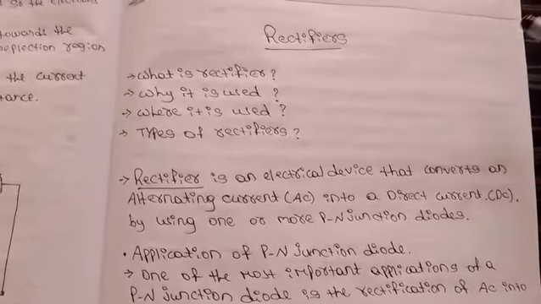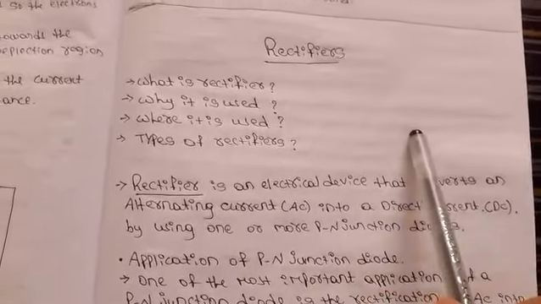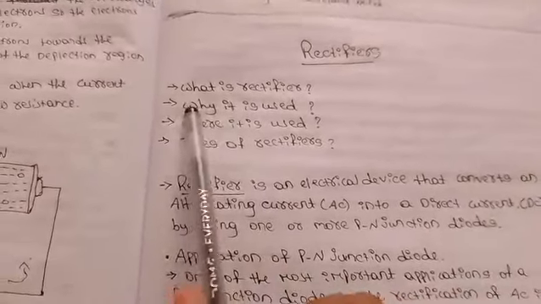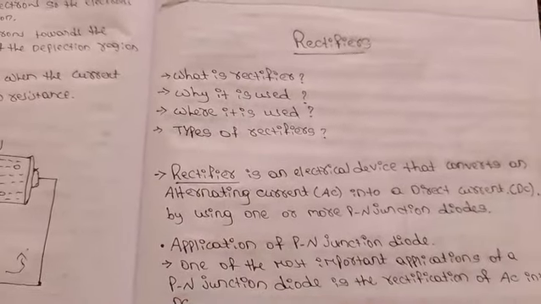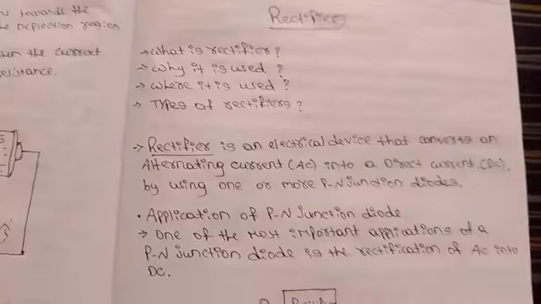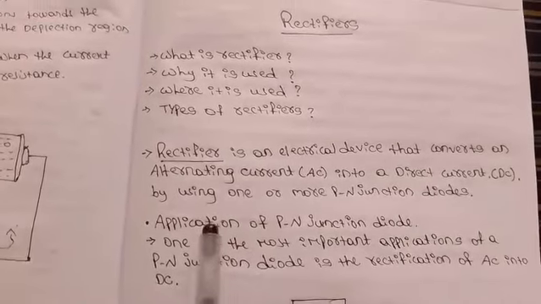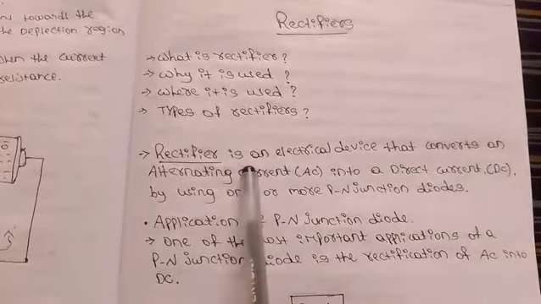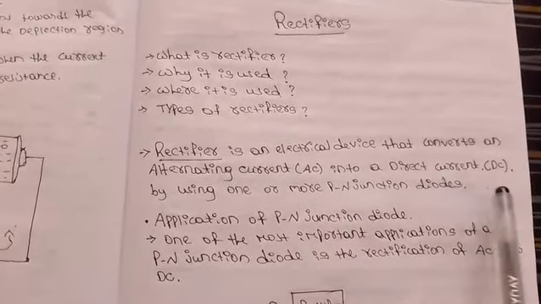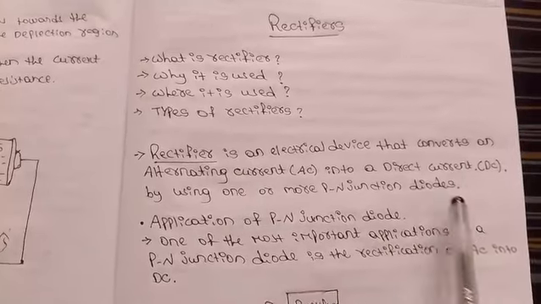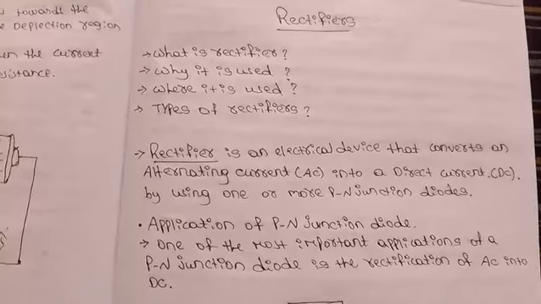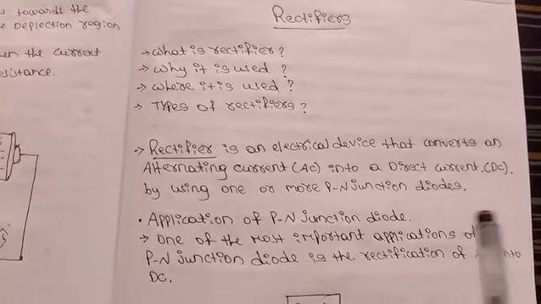In this video we are going to discuss rectifiers. Here we are going to learn what a rectifier is, why it is used, where it is used, and the types of rectifiers. First of all, the definition: a rectifier is an electric device that converts alternating current into direct current by using one or more PN junction diodes. The use of a rectifier is converting AC to DC.